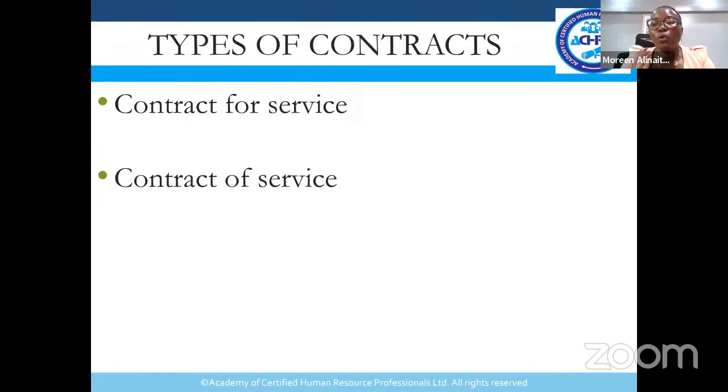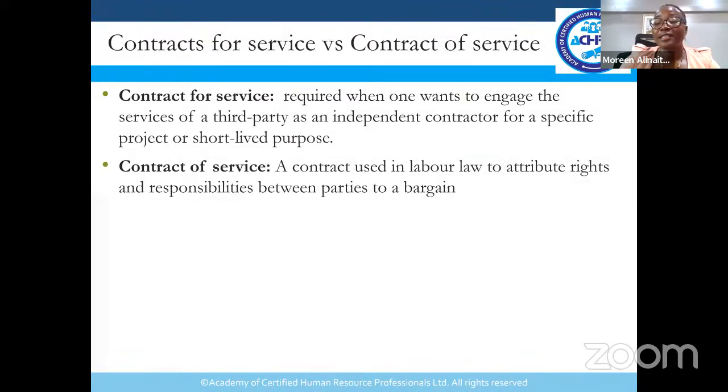First of all, we have two types of contracts. We have the contract for service and contract of service. This is very important. Contract for service is required when one wants to engage the services of a third party as an independent contractor for a specific project or a short-lived purpose.